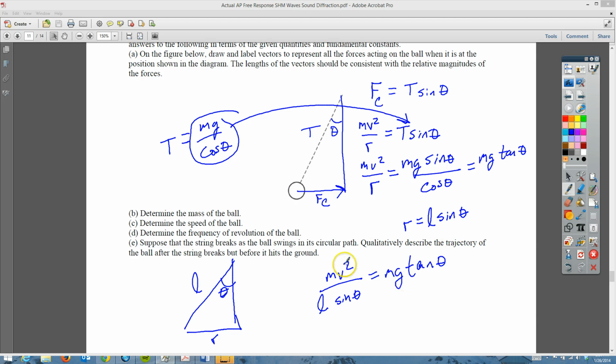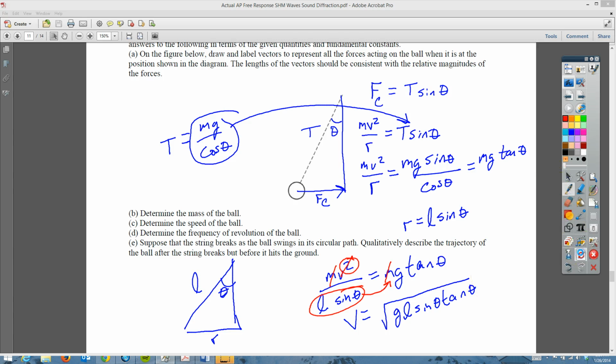And now we can just go ahead and substitute and solve for v. So our v should be equal to the square root of g times L times the sine of the angle times the tangent of the angle. Notice that your masses do cancel here. So we just move this whole thing over to this side, and then we took the square root of that in order to get rid of the square. So that is your answer for determining the speed of the ball.